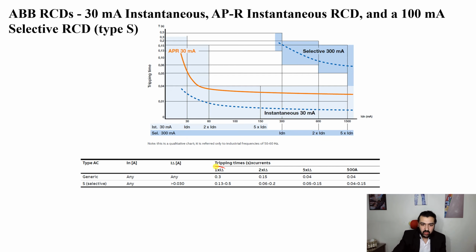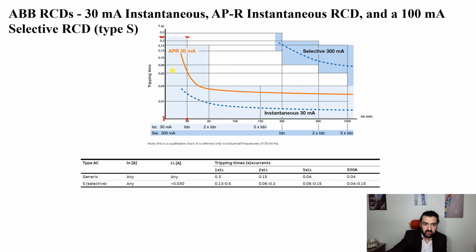So we see that at the nominal value we have 30 milliamperes, 60 milliamperes, here 150 milliamperes, and higher. At one times the value, 0.3 is the maximum time, which means 300 milliseconds. This is the maximum operating time. So you can see the operating range from 0 to 0.3 seconds, until the 30 milliamperes, from here to here.